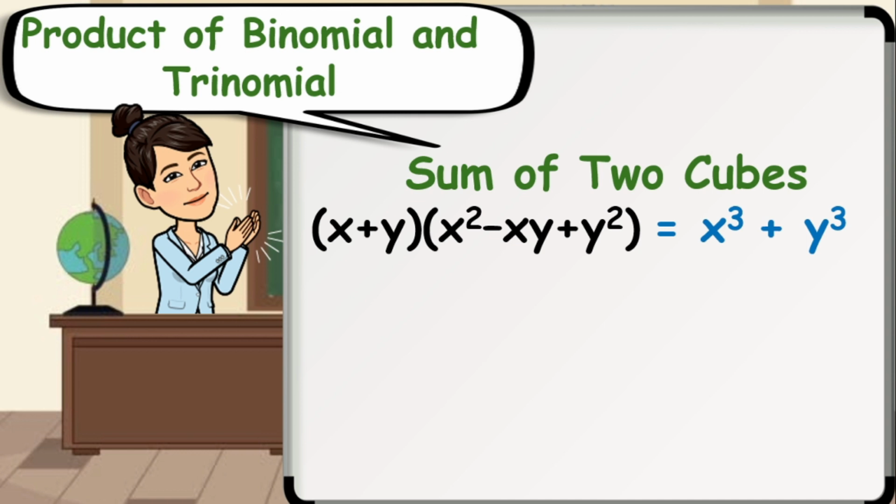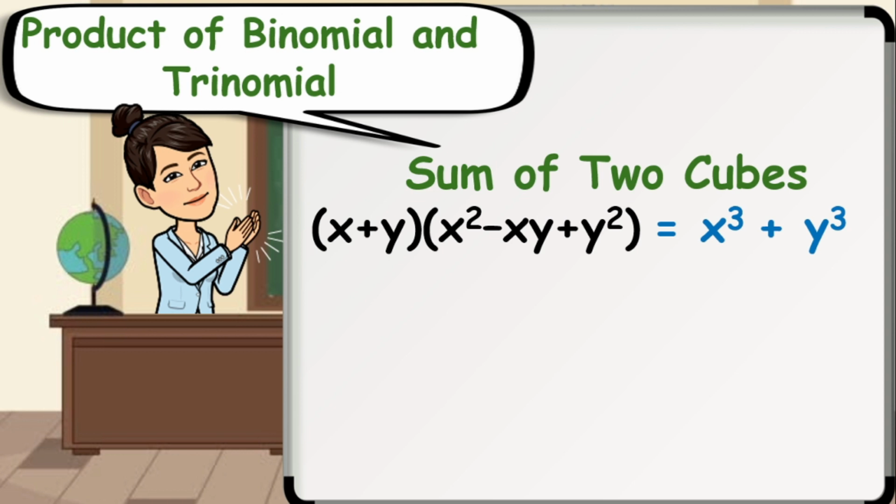Therefore, the third characteristic is also satisfied. Thus, in getting the final answer of the special case of the binomial and trinomial, we just have to get the cube of the first term of our binomial factor, so that is x cubed, plus the cube of the second term of the binomial factor, so that is y cubed. Therefore, the product of the binomial x plus y times the trinomial x squared minus xy plus y squared is just equal to x cubed plus y cubed.